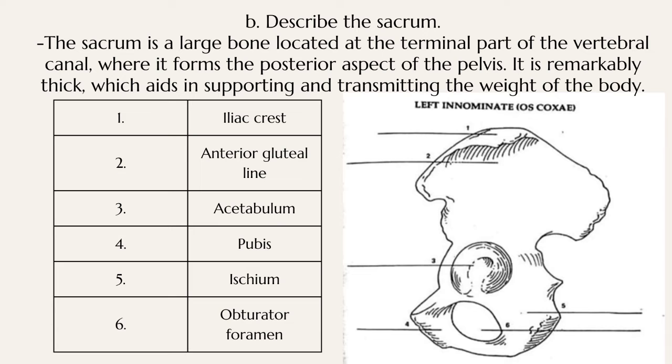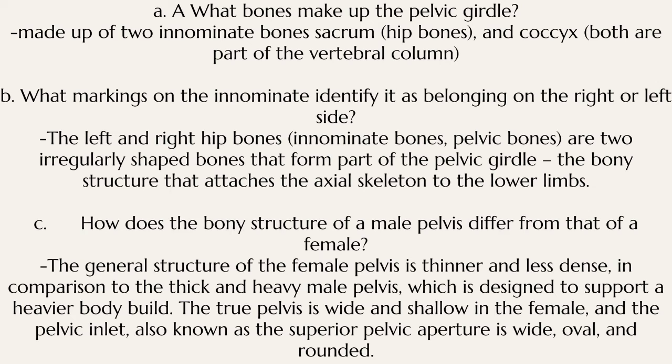What bones make up the pelvic girdle? It is made of two innominate bones and the sacrum. What markings on the innominate identify it as belonging to the right or left side? The left and right hip bones, innominate bones, and pelvic bones are two irregular shaped bones that form part of the pelvic girdle, the bony structure that attaches the axial skeleton to the lower limbs.